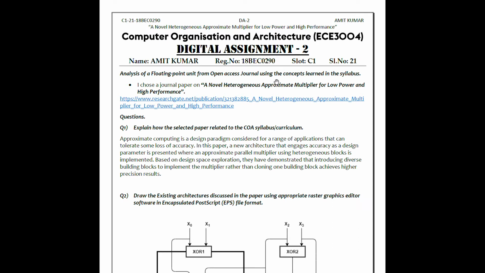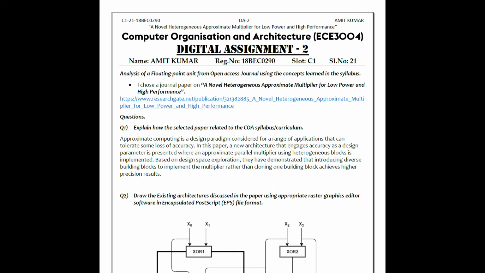So, to begin with, I have taken a journal paper on the topic a novel heterogeneous approximate multiplier for low power and high performance. And this is the link by using which you can go through the paper also. So let's go through the questions. First question is about explaining how the selected paper is relevant with the COI.